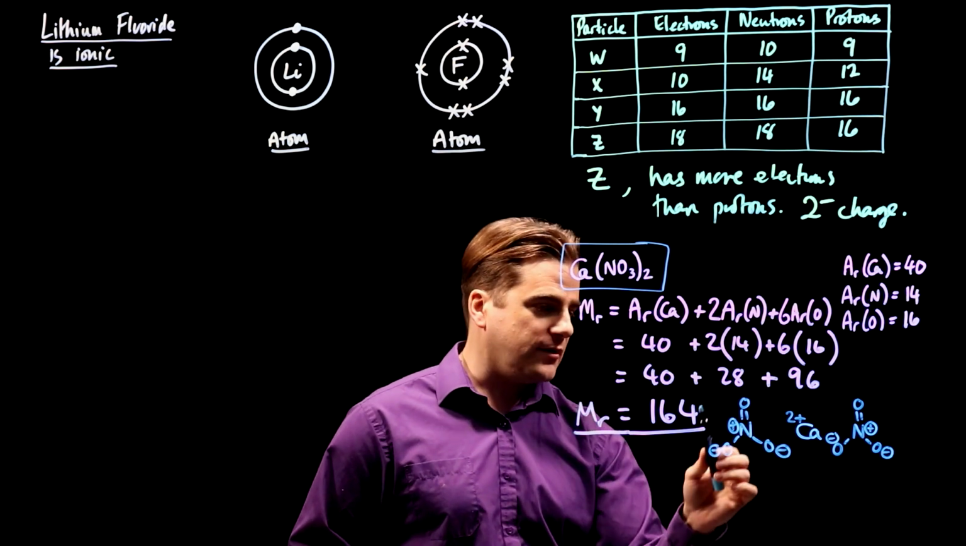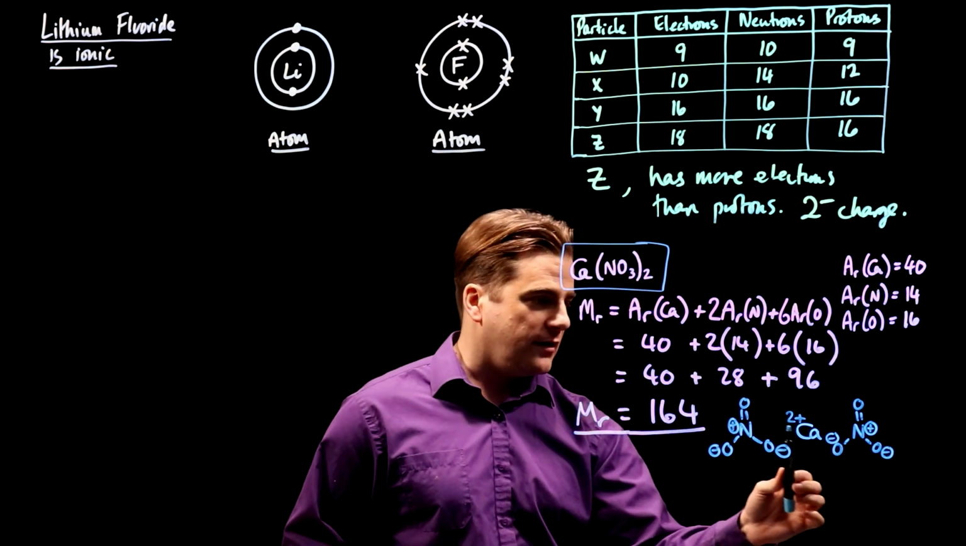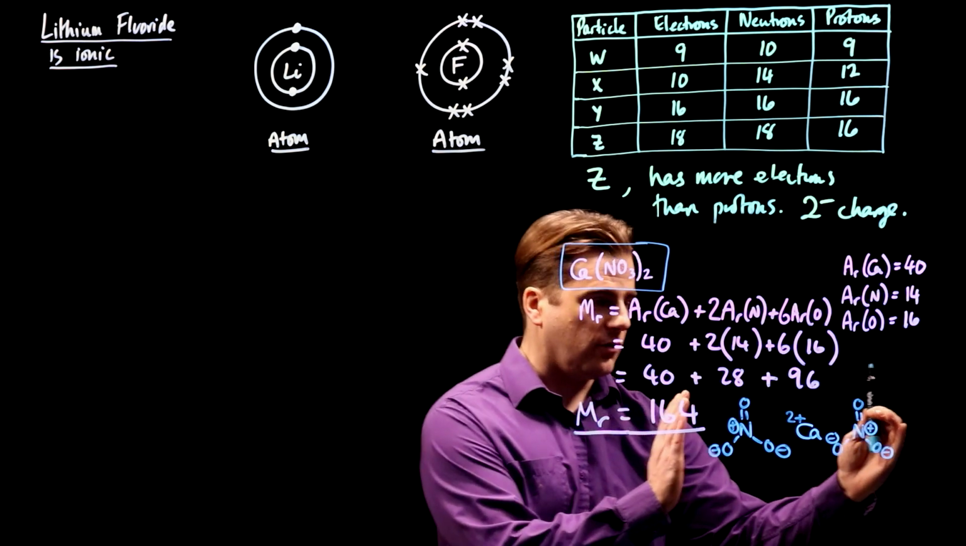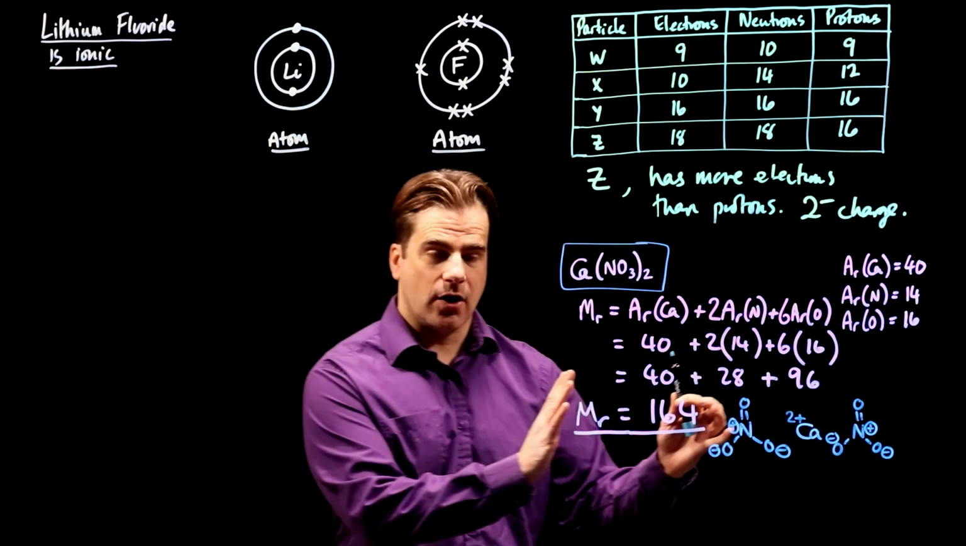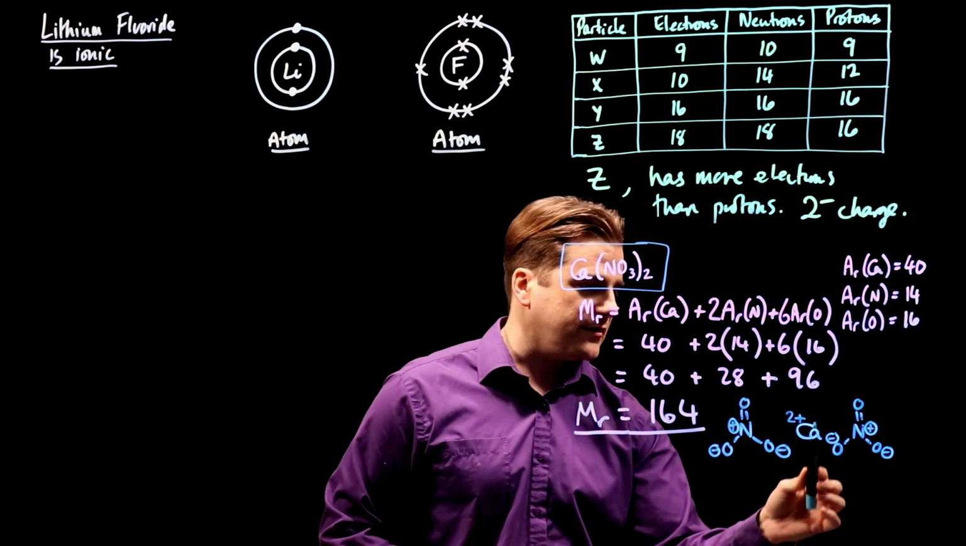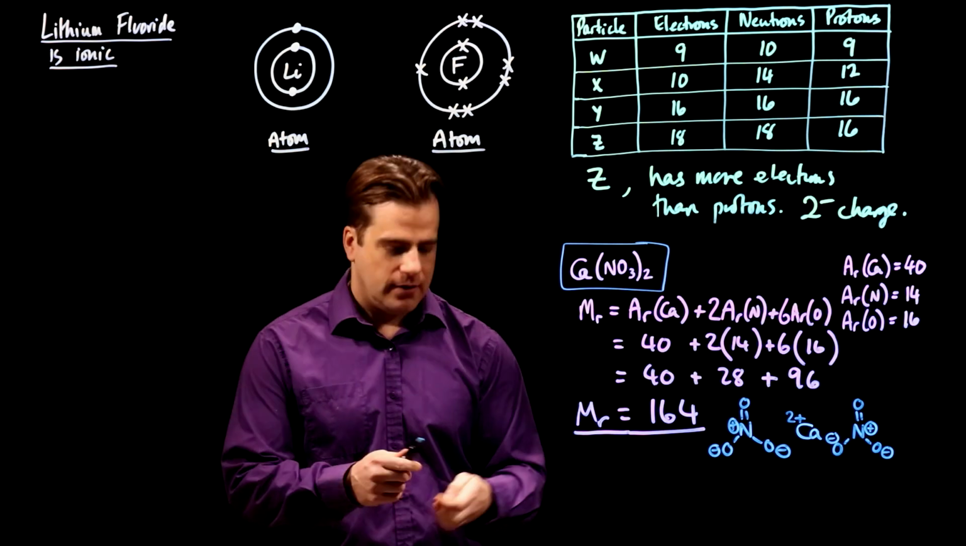So there's an overall -1 charge there, an overall -1 charge there, and a 2+ on the calcium. So overall, it's got no charge. But it's an ionic compound because the calcium has a charge and these 2 both have a charge. Good. Let's move on.